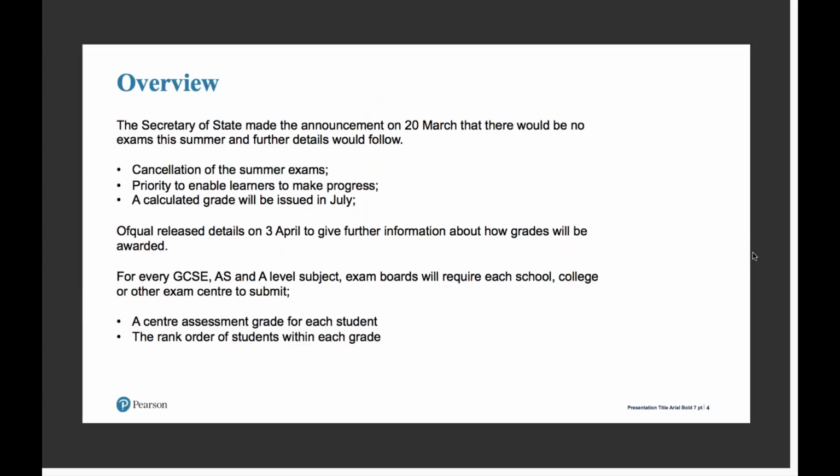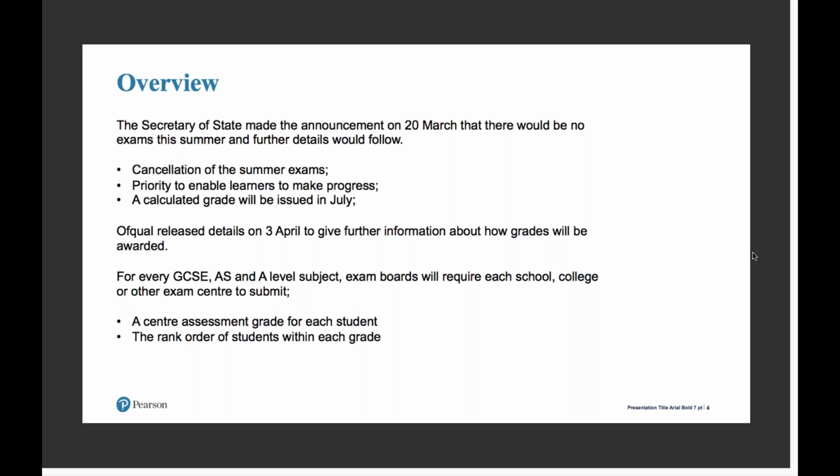The announcement to shut schools and to cancel the summer exams was made on 20th March by the Secretary of State, and that there would be a calculated grade for candidates issued in July. It was also stated further details would follow. As you can appreciate, it is an unprecedented situation, and it has taken a little time to confirm the process through discussions between awarding organisations, Ofqual and DfE.